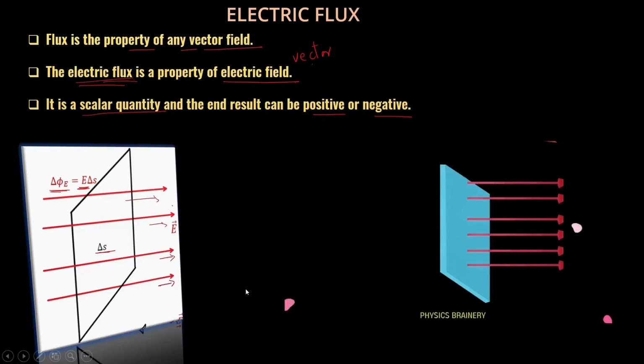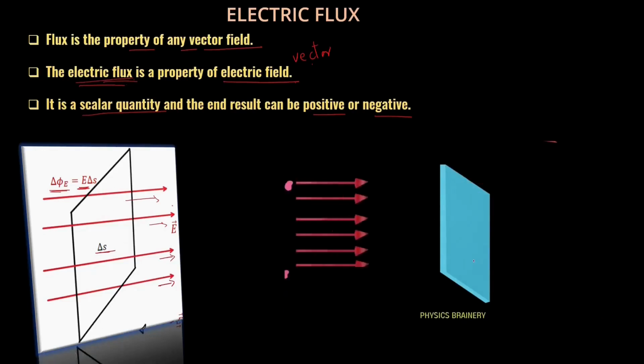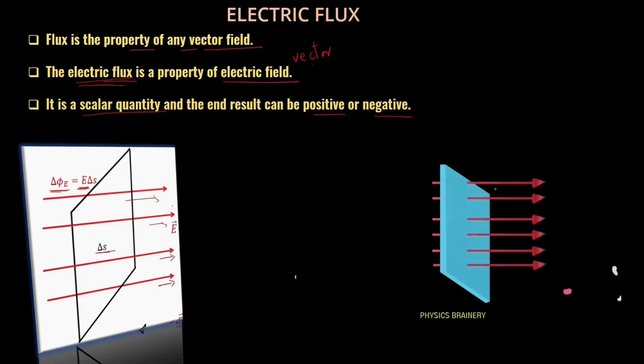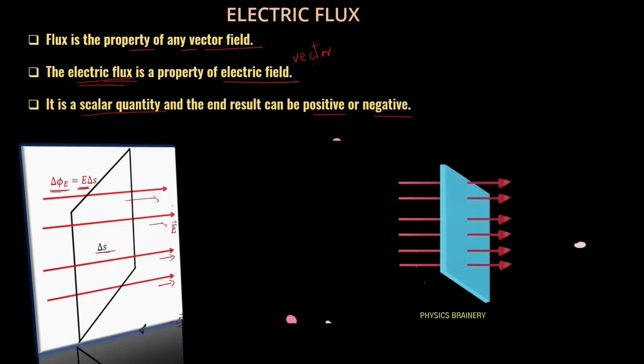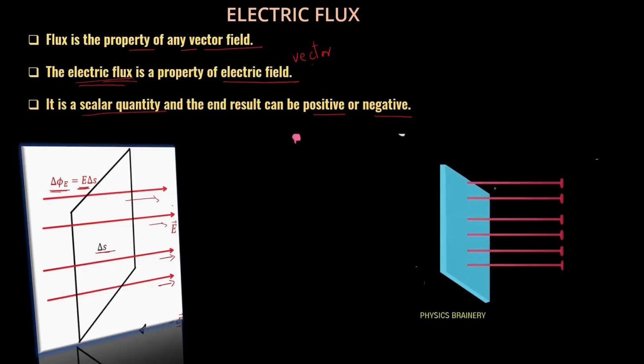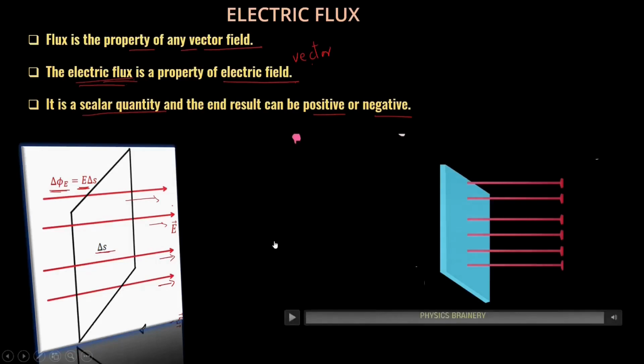Here you can see that these field lines are crossing this given surface area in a perpendicular direction. So all the field lines will be contributing towards the electric flux. You can watch it here carefully. These field lines which cross the given surface area in a perpendicular direction will constitute the flux.